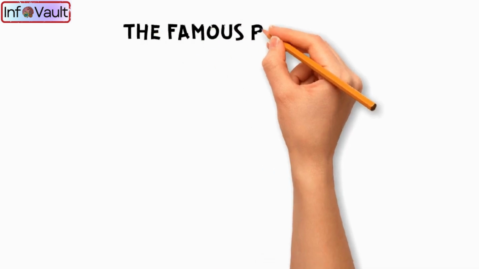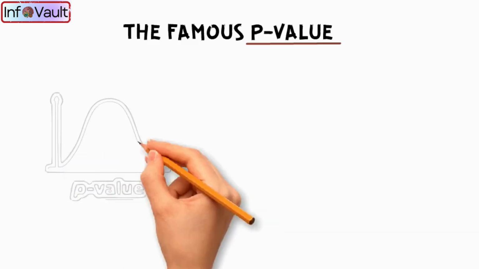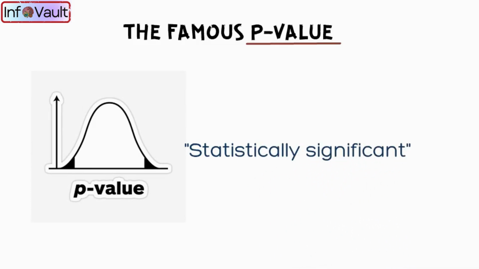Another important concept in biostatistics is p-values. This little value tells us whether our results are statistically significant. In simpler terms, a low p-value, typically less than 0.05, means that the results are unlikely to have occurred by chance, suggesting that our findings are valid.